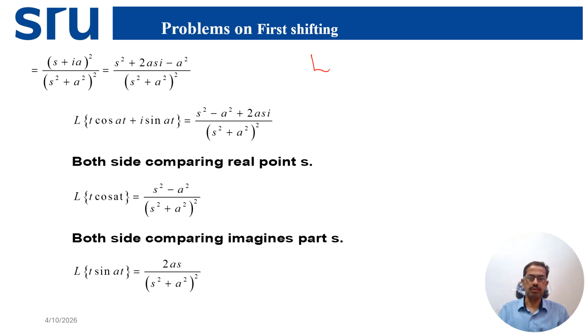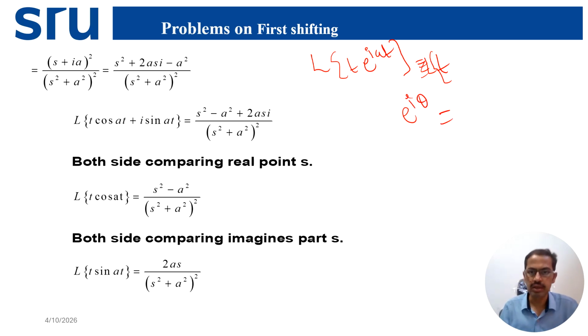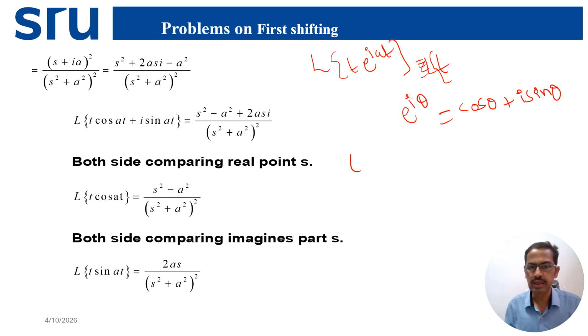The Laplace transform of t into e^(iat). What do we write here? The Laplace transform of t into e^(iθ). What is e^(iθ)? e^(iθ) is equal to cos θ plus i sin θ. Then you write down t into cos at plus i sin at. Just expand e^(iat).